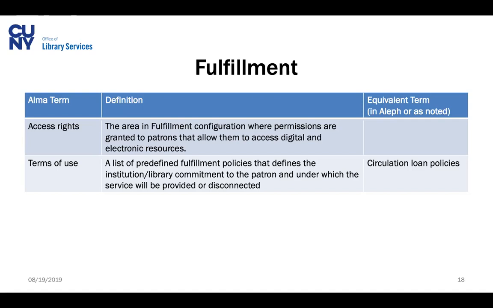In terms of use, in Alice we call it a circulation loan policy. It's a list of the predefined fulfillment policies that defines the institution or library's commitment to the patron, under which it's basically what a terms of use is that you would understand from any other context.